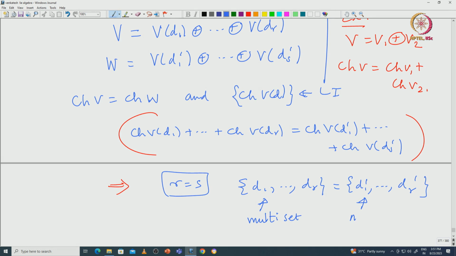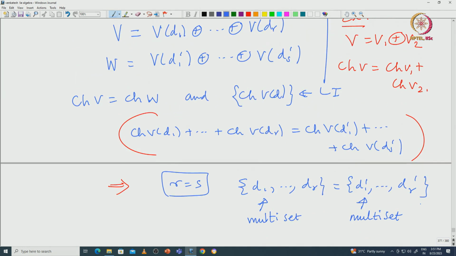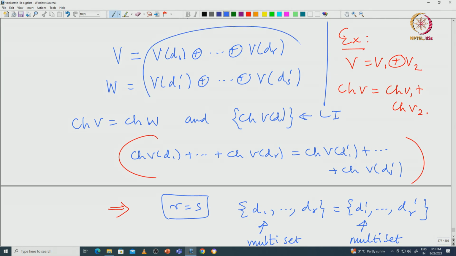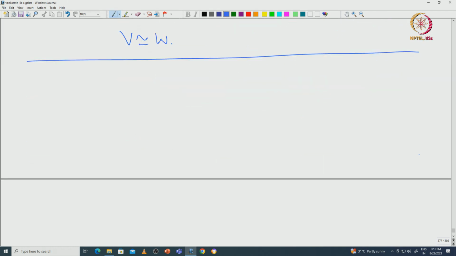Similarly, this is also a multiset. So, that proves that these multisets are the same and the number of components is the same, which means these two are isomorphic. So, that proves V is isomorphic to W. This tells us that the character determines the representation. Let us see how one proves that the characters of V_d are all linearly independent.